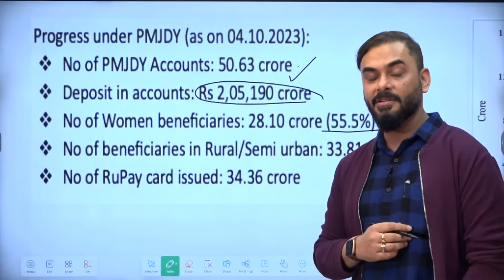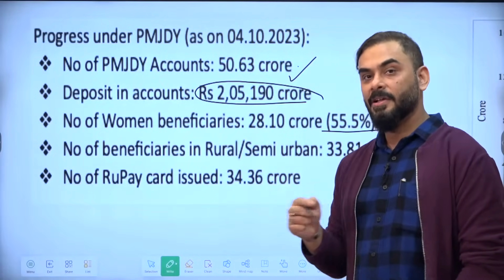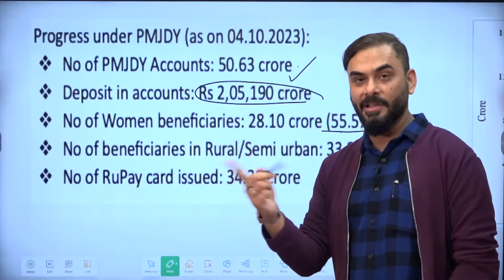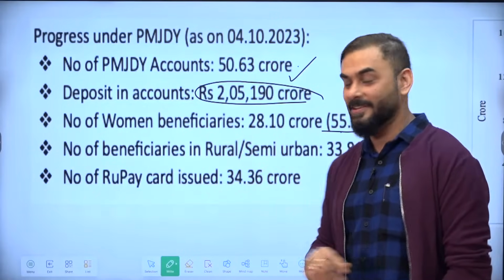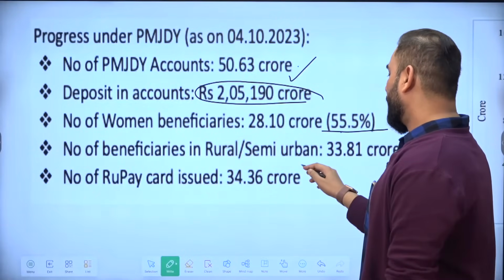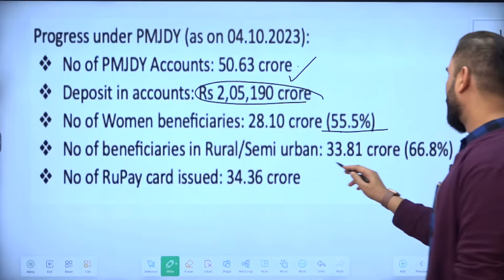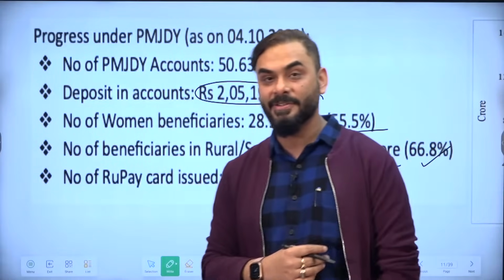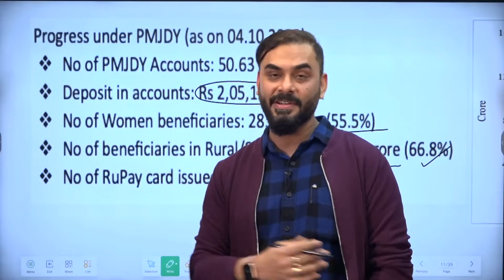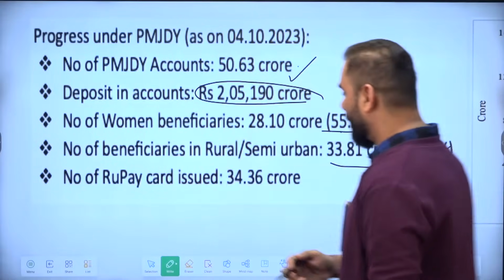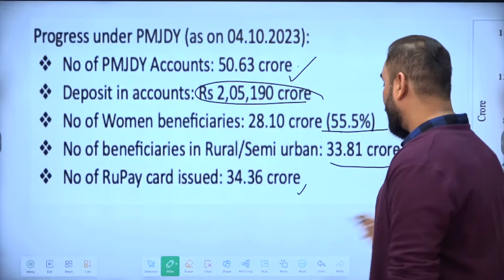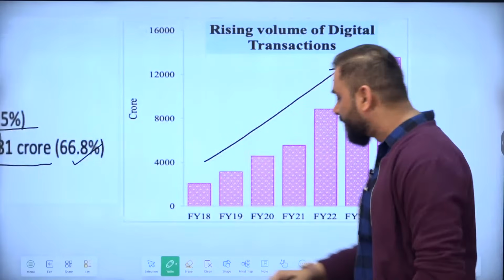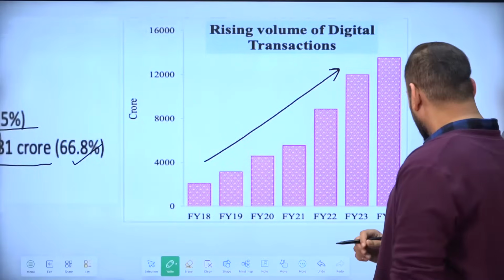So women-led Jan Dhan accounts are more than men, right? Because women save more, and you understand where men will waste the money here and there on useless things, right? Number of beneficiaries in rural and semi-urban areas: 66.8% of the beneficiaries are present in semi-urban or rural areas, and the number of RuPay cards is 34.36 crore.